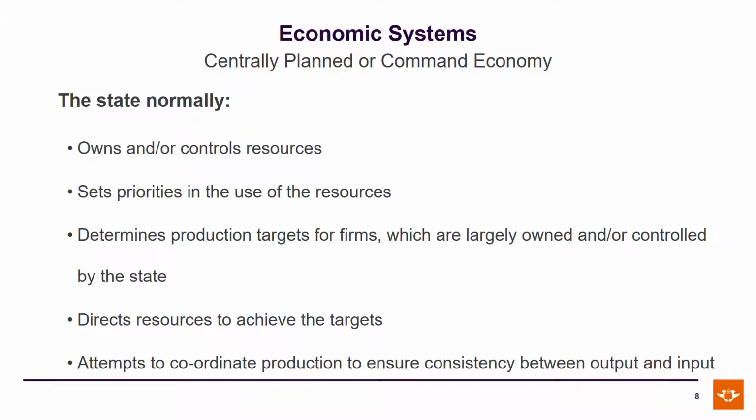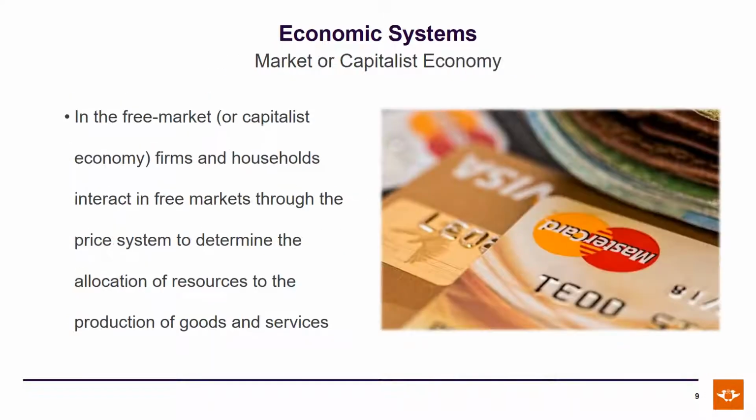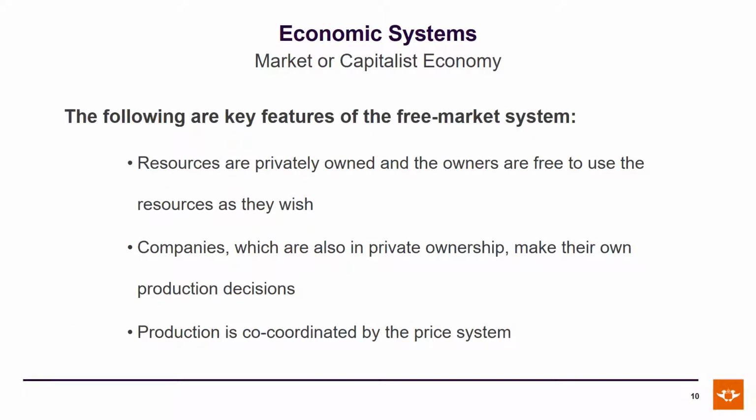In the market or capitalist economy, firms and households interact in free markets through the price system to determine the allocation of resources to the production of goods. This is in direct contrast to the centrally planned or command economy where the government decides. Some of the key features of the free market or capitalist economy are that resources are privately owned and owners are free to use the resources as they wish.